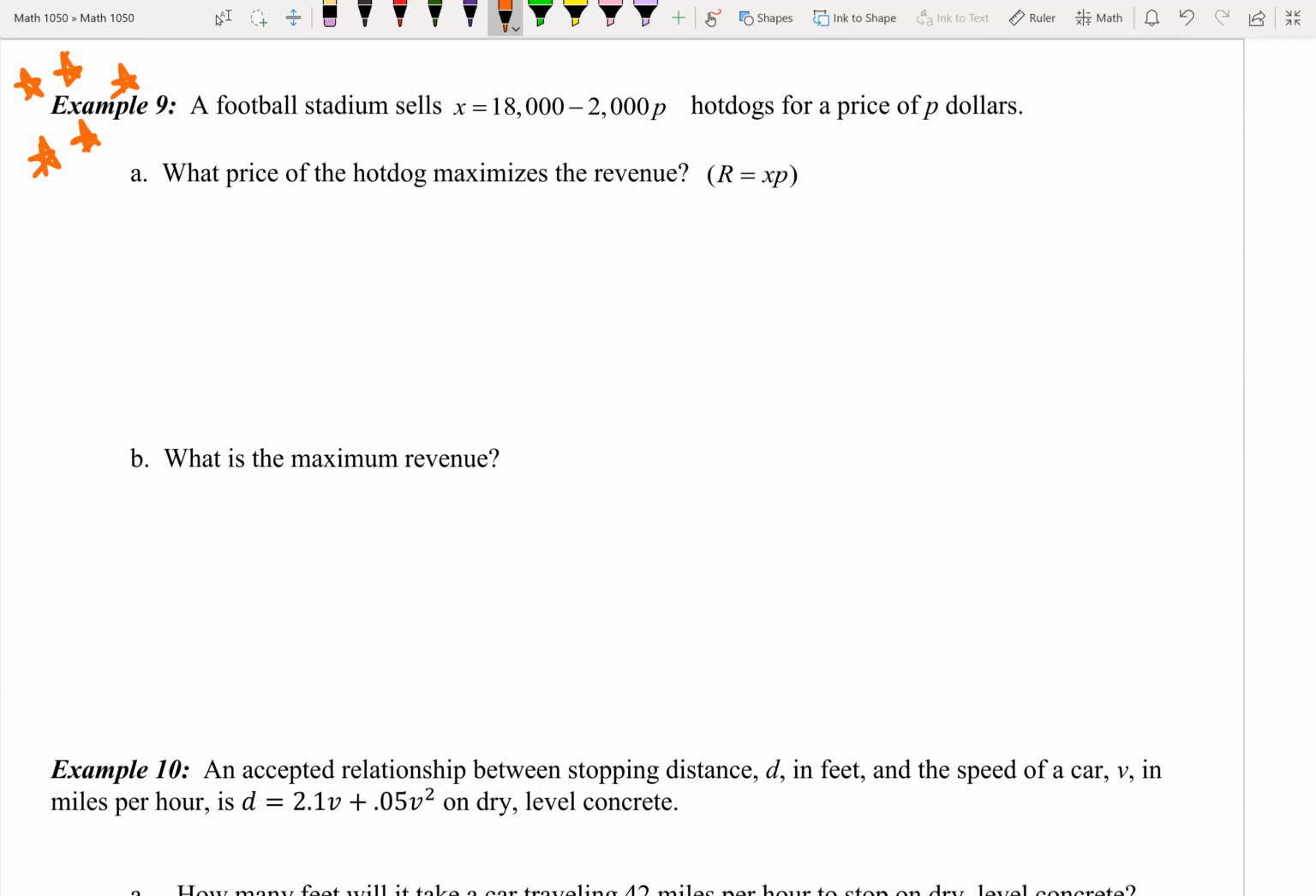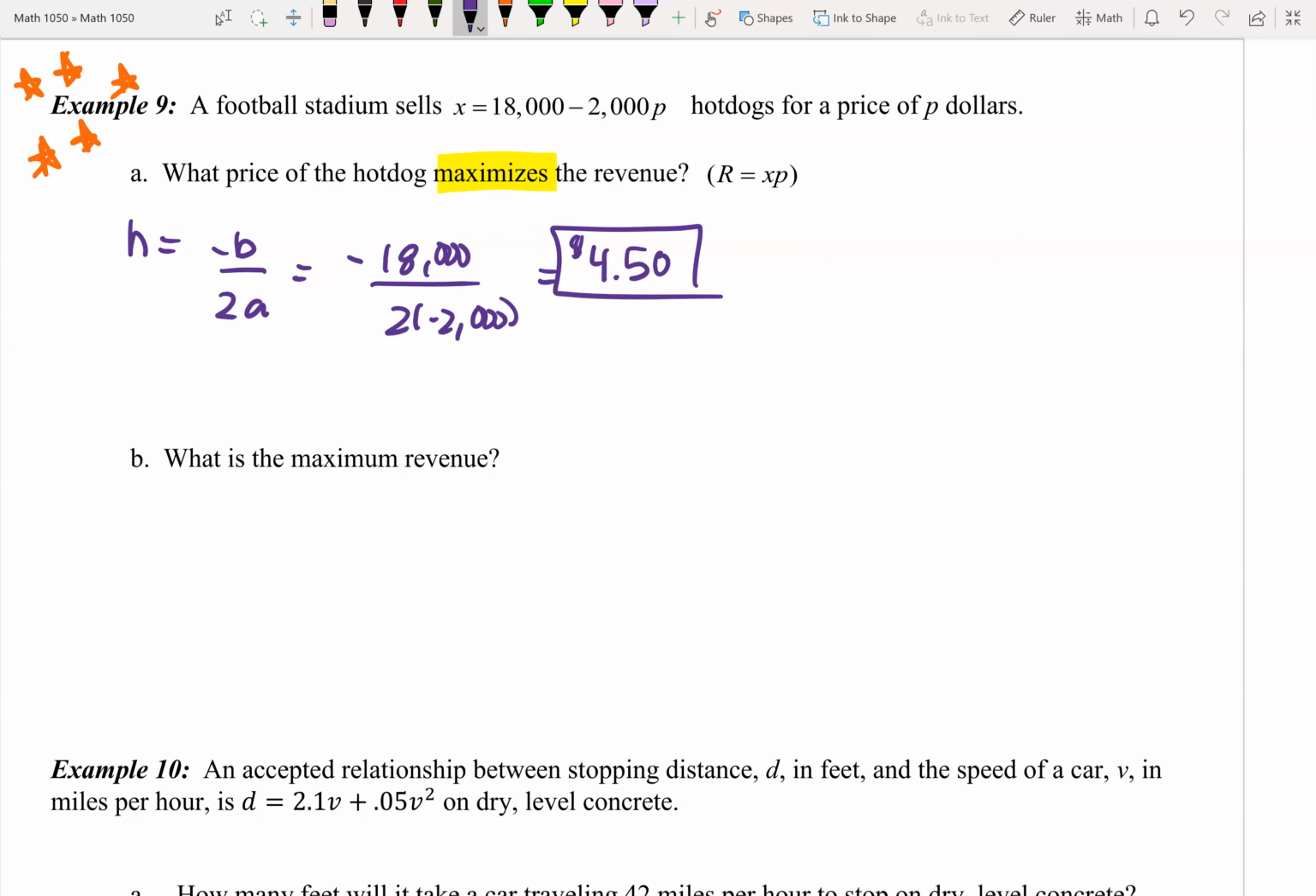A football stadium sells X amount of hot dogs for a price of P dollars. What is the price of the hot dog that maximizes the revenue? Okay, watch me do it wrong. So I say, okay, here's that maximize. I know my H is negative B over 2A. So that would be negative 18,000 over 2 times negative 2,000, which is 18,000 divided by 4,000, which is 4.5. It's a price, add my dollar sign, there's my answer. It's wrong.